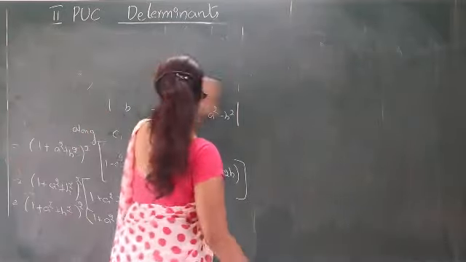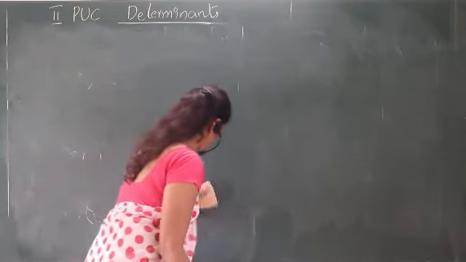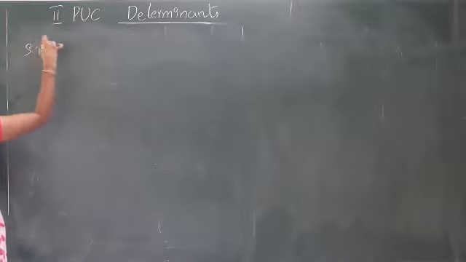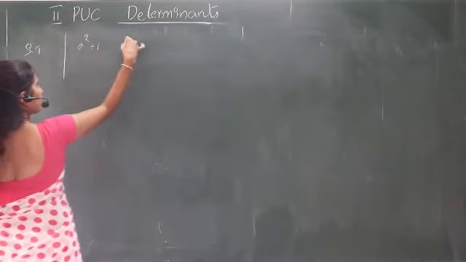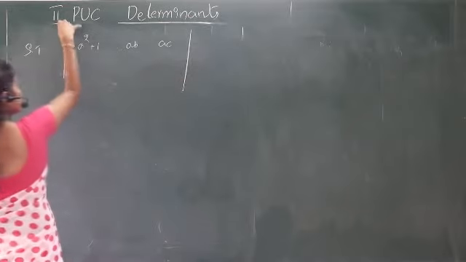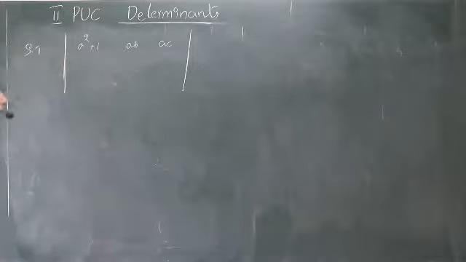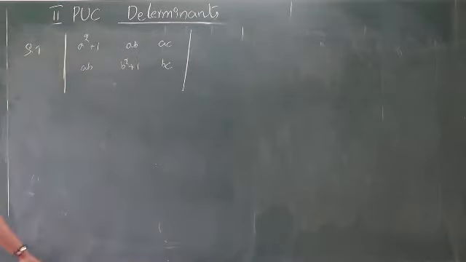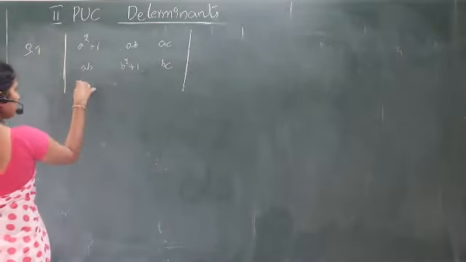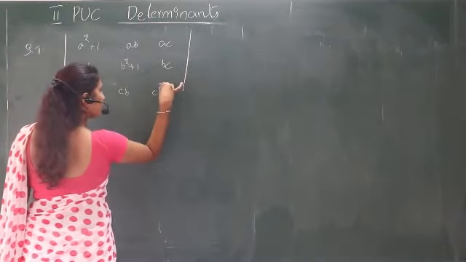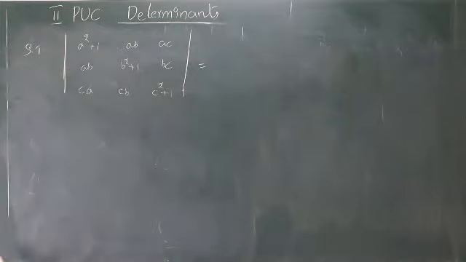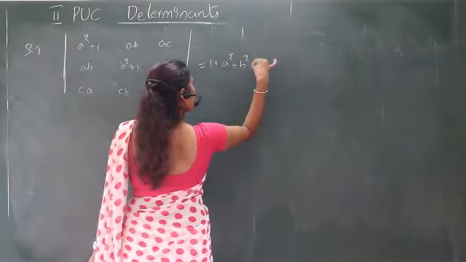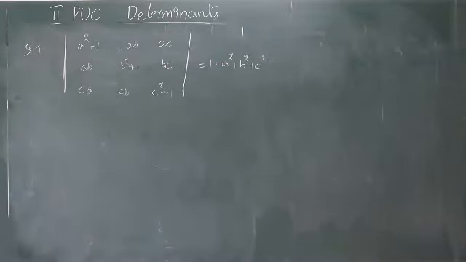Next question. Show that the determinant with rows a square plus 1, ab, ac; ab, b square plus 1, bc; ca, cb, c square plus 1 is equal to 1 plus a square plus b square plus c square. So this is the question now.